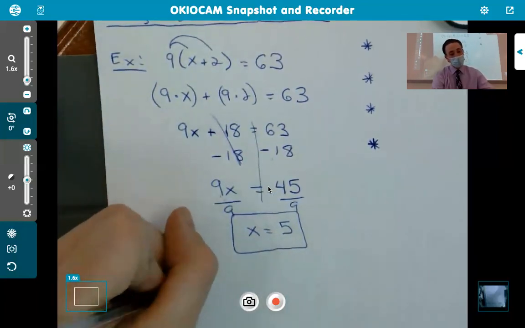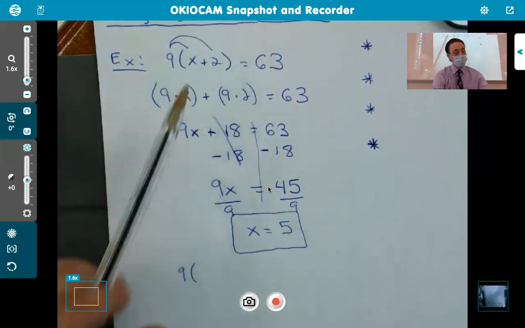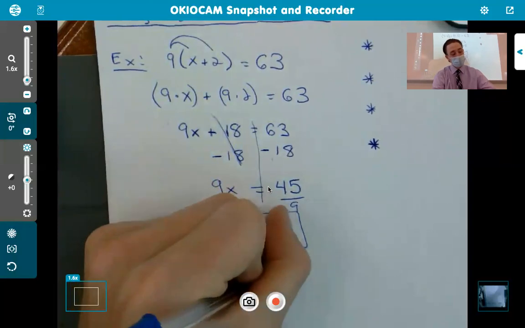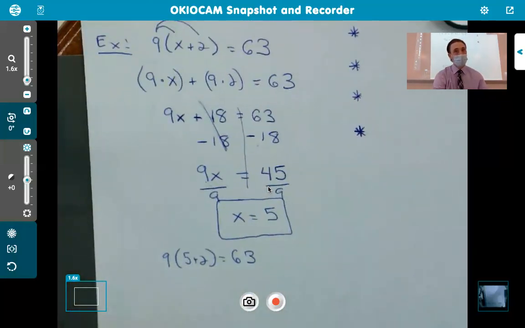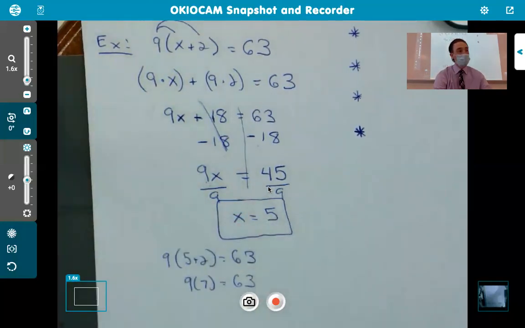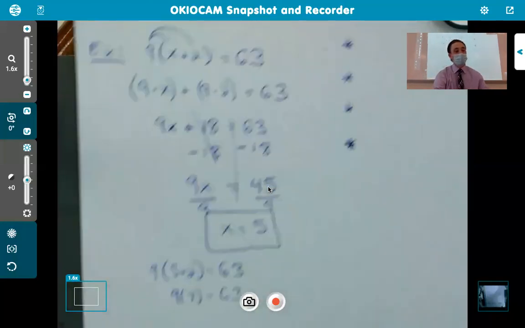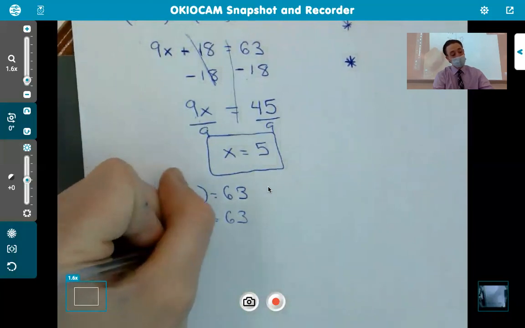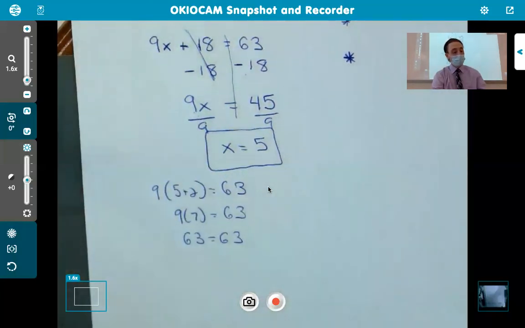When I do that, if I plug in 5 for x, right, I have 9 times 5 plus 2 is equal to 63. Well, what's 5 plus 2? 7. And what's 9 times 7? What's that? 63. Well, notice I have the same thing on both sides. So when I plugged in 5, I found that that in fact was the correct solution. So x equals 5 is my final answer.